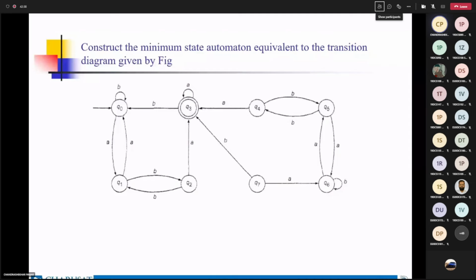Okay, everyone able to view this slide? Next slide. New example is provided. Within that, a transition diagram is given, and for this transition diagram, we have to prepare the minimum state automaton. So try to convert it into a tabular format. We have to prepare the transition table and tell me the transitions of Q3 state. What is the transition of Q3 for A and B?